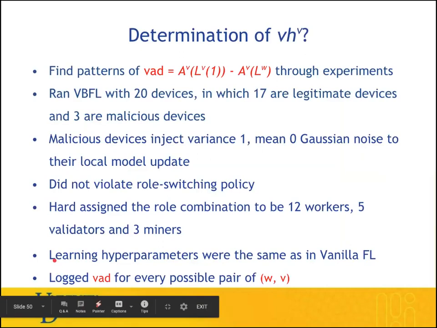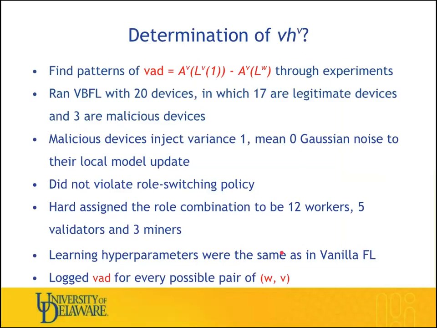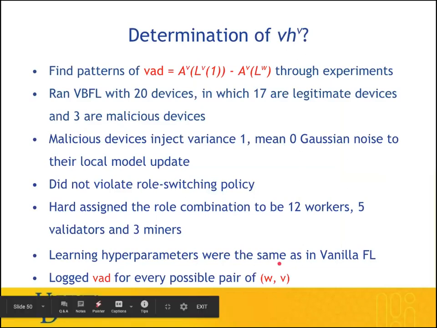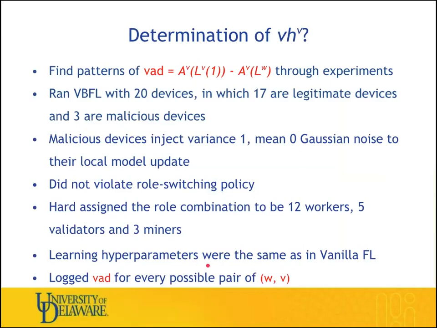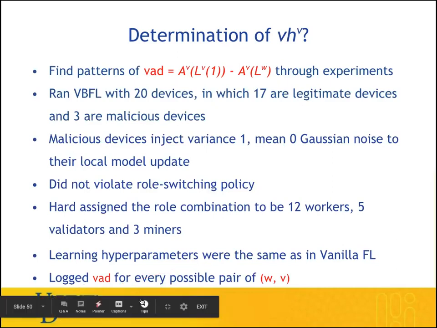Lastly, all the learning parameters followed the vanilla federated learning experiments used to plot the previous learning curve, such as the network architecture, learning rate, and the local epochs, which is 5. And the network architecture is MCN. And we logged the VED value for every possible pair of worker and validators through all communication rounds.